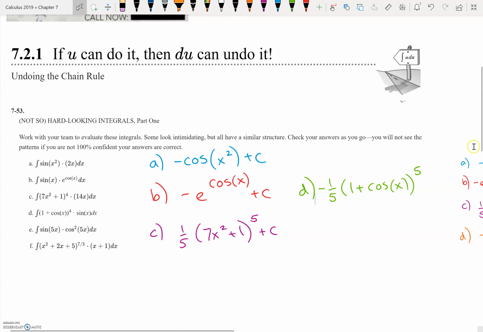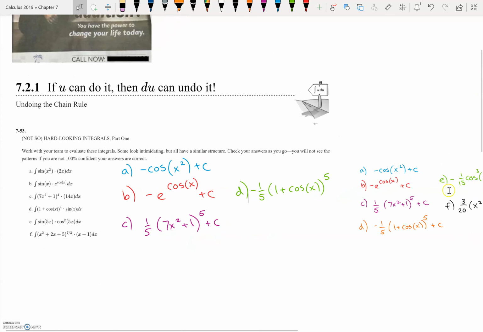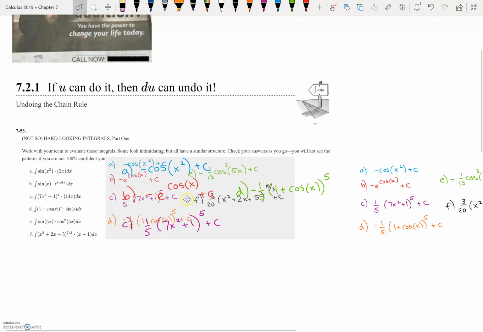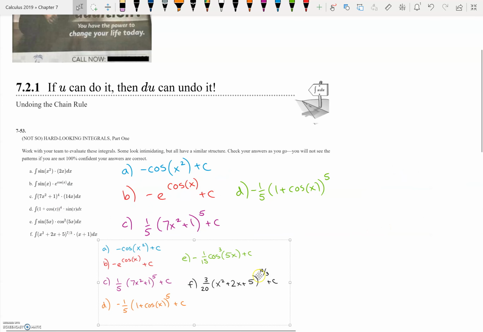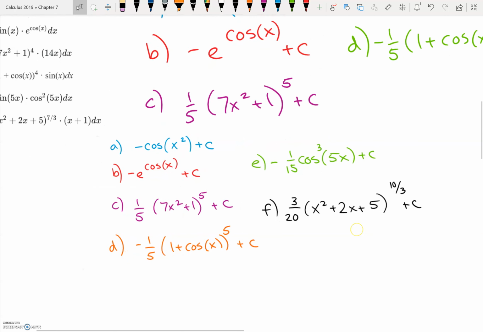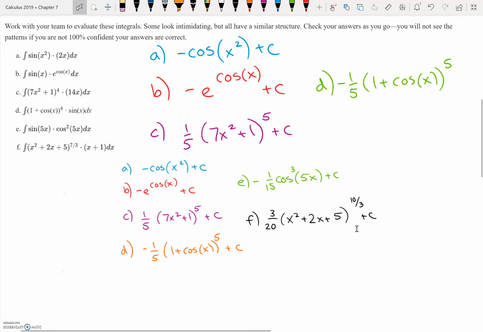I think four examples is enough for you to try and figure out the rest. Here are the solutions to the rest of them.